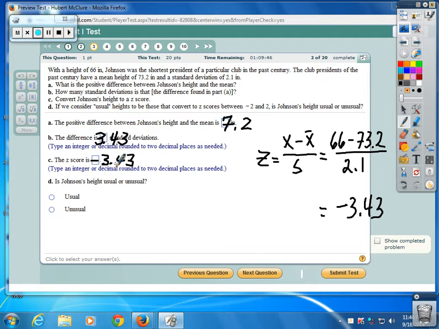Is Johnson's height usual or unusual? It is unusual, because it's past negative 2. Now make a note of these two questions, because I don't want you to get them wrong, and they're the same number. Difference is the same as distance? Yes, distance. Remember DD. Just put it in your calculator. All right? Next one.